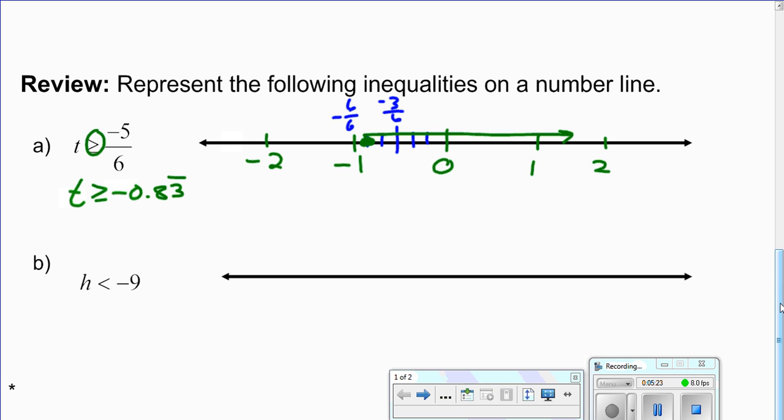On the next one, h must be less than -9. So again, I'm going to have -9 on there because that's my boundary point, -8.